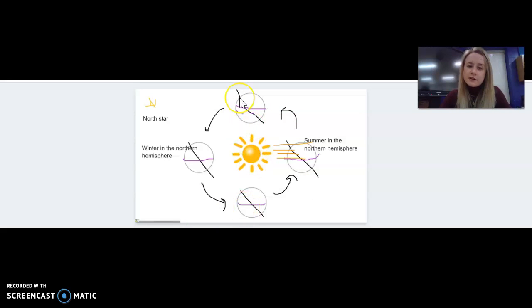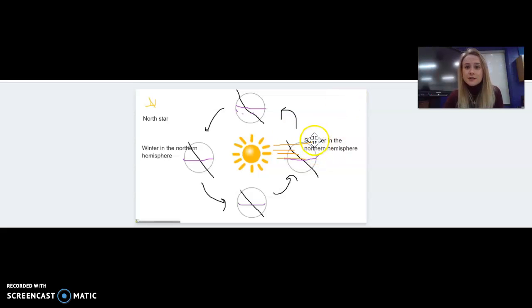Now, to figure out if it's fall or spring, that's where the axis is neither tilted towards nor away from the sun, it's to the side. So if this is my sun, this is the Earth, it's to the side. It's not pointed towards or away. So both the northern hemisphere and the southern hemisphere are receiving equal amounts of light, and this is fall and spring.